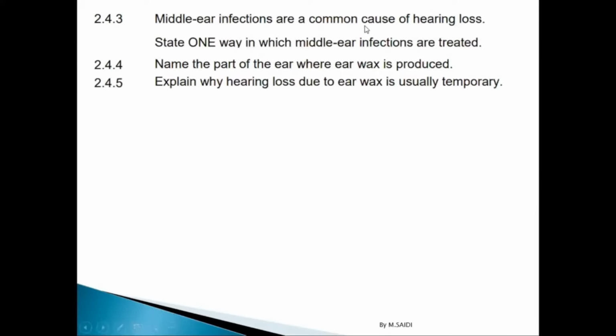Middle ear infections are a common cause of hearing loss. State one way in which middle ear infections are treated. You can treat it using antibiotics or you can treat it using grommets.